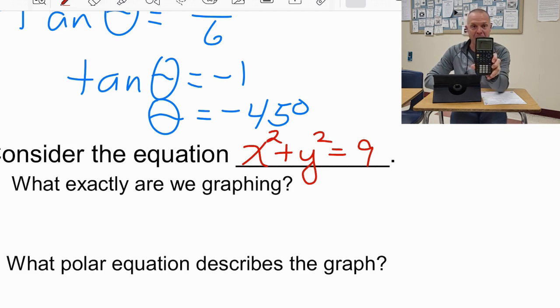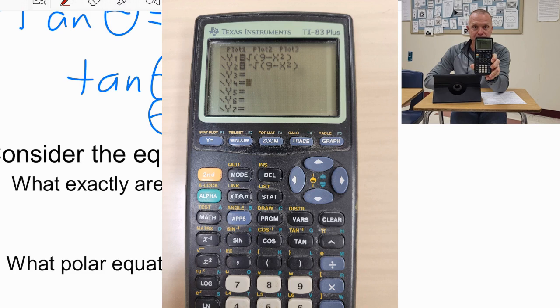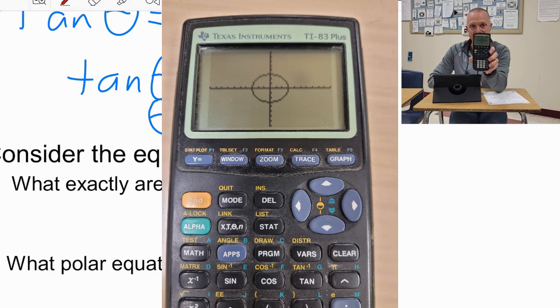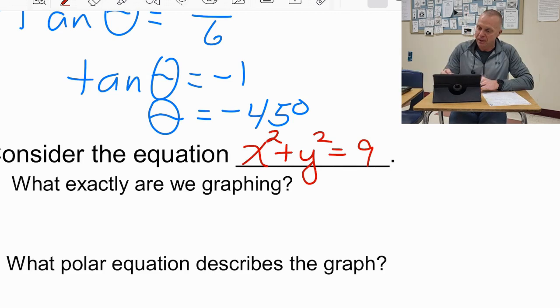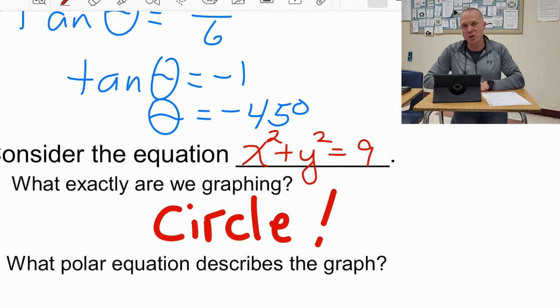And so I'm going to type that in my calculator as two separate equations. Notice that I typed in a positive square root of 9 minus x squared and a negative square root of 9 minus x squared. Now, when you graph that on your calculator, you end up getting a pretty neat shape. Depending on if you changed your window, it may not look perfect. I made my window a little more square. It's supposed to be perfectly circular. It's a circle. The point here is that x squared plus y squared equals 9 is a circle.